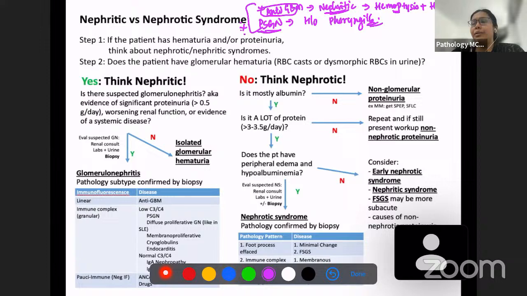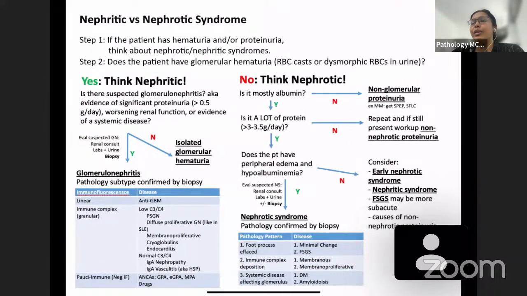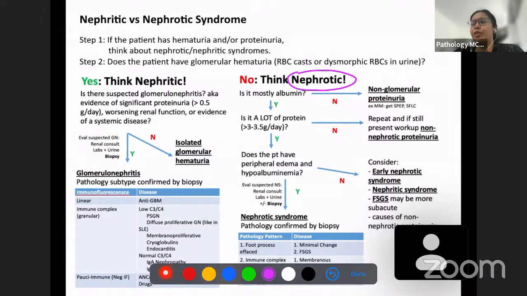Okay, and then there are a few nephrotic cases which they can ask you. So the first most important case which they commonly ask is minimal change disease.